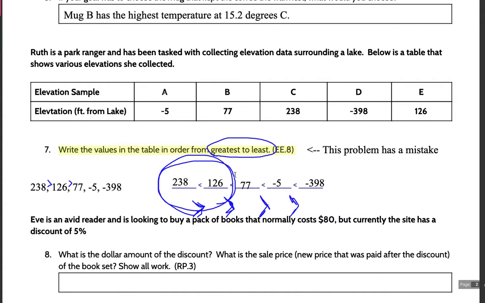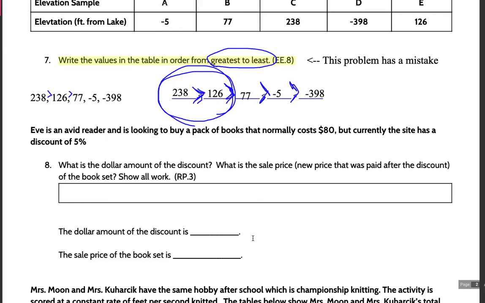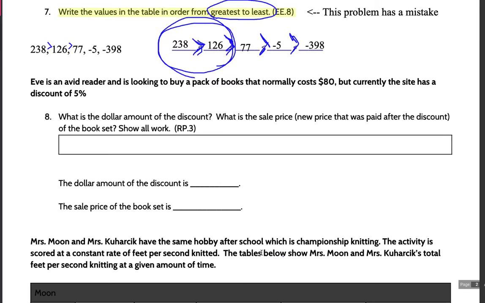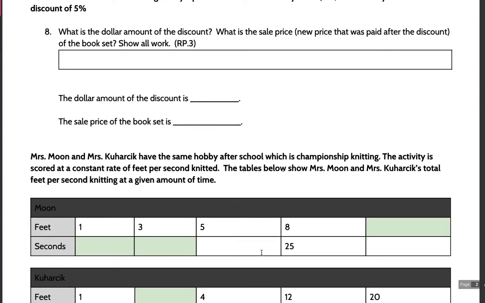They were already there for you, but they were from least to greatest. So don't worry, it won't be like that on the test. It'll match on the test. Okay, and then so here's the new ones.